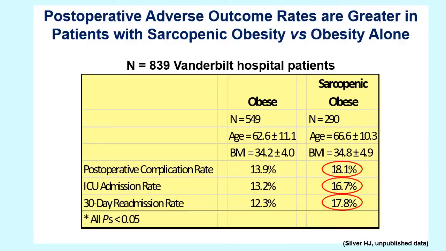So here we see a 4 or 5% higher rate of complications like wound breakdown and infections, higher rate of ICU admissions, and higher rate of readmissions to the hospital in individuals who have both sarcopenia and obesity compared to those who have obesity without sarcopenia.